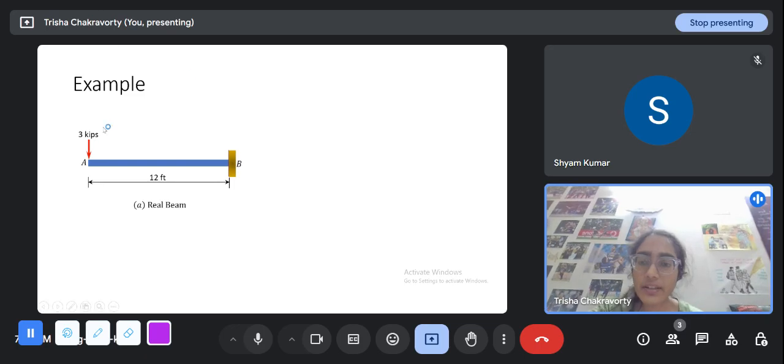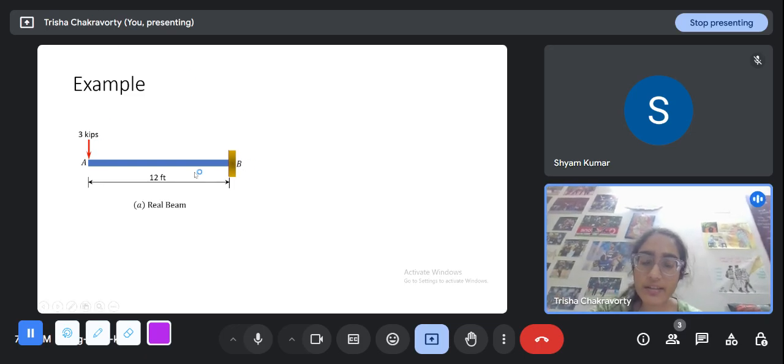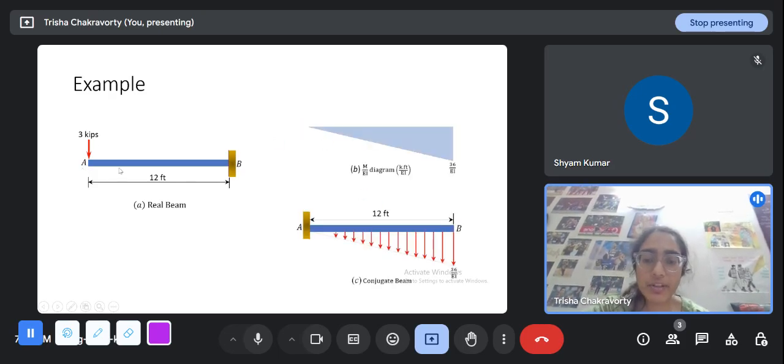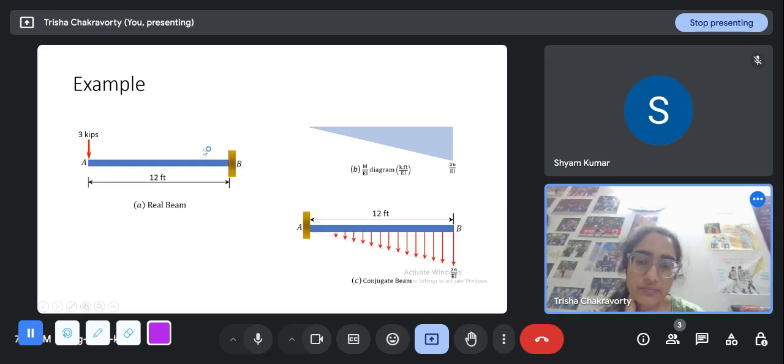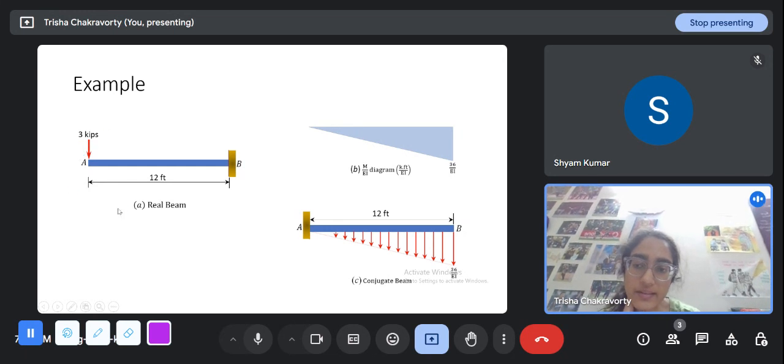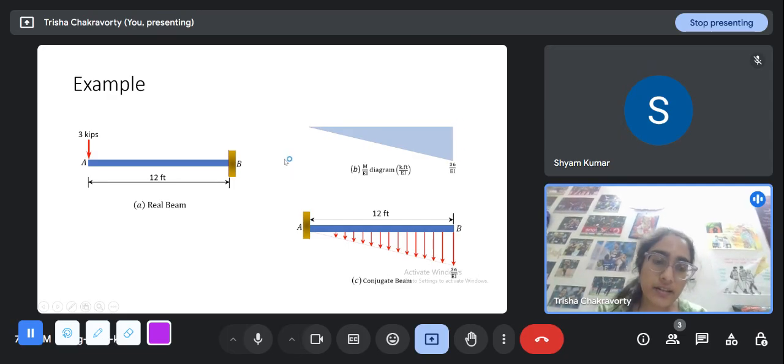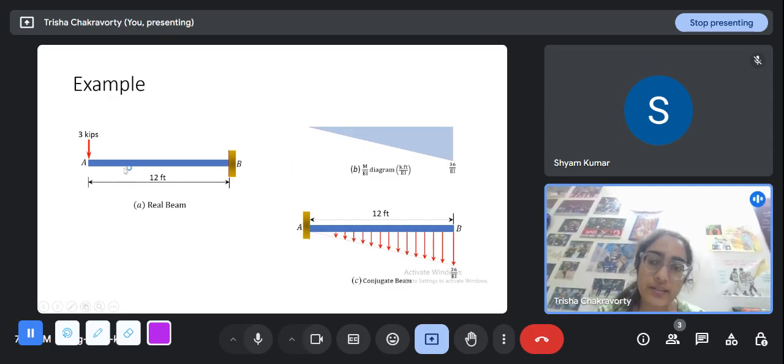So this is the real beam. There is a cantilever beam with a fixed end and a point load at one end. For the conjugate beam, we will first draw the bending moment diagram of this. We know that if we solve the support reaction, we will see that there will be a 3 kilopound load here, the reaction here, and there will be a moment 3 into 12. So since this is an anti-clockwise moment, there will be a clockwise support reaction here. 12 into 3, so 36 here, and this is a negative moment here, since this is a hogging moment.